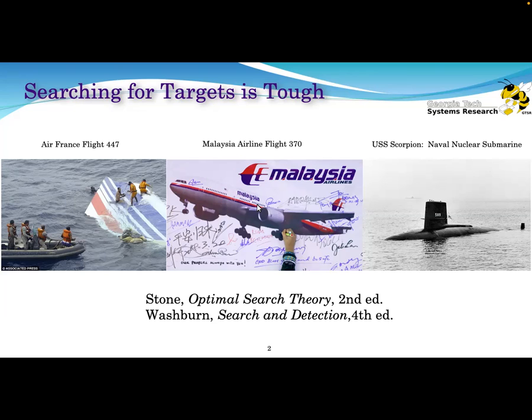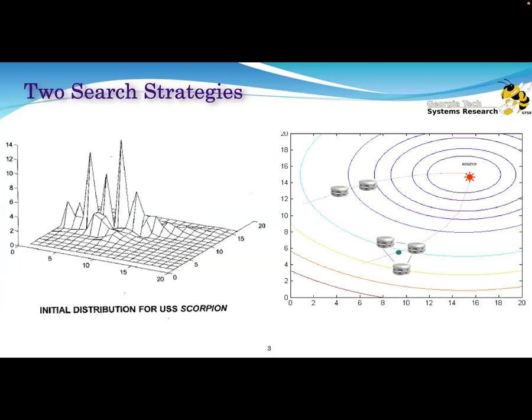So from an academic point of view, there are these 2 books that are a must read if you care about this search problem. One is Optimal Search Theory by Larry Stone, and also Search and Detection by Alan Washburn. These are very well used textbooks when we teach students how to do search. So roughly speaking, there are 2 kinds of search strategies that are known to us.